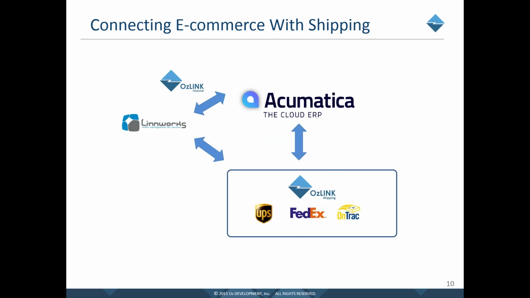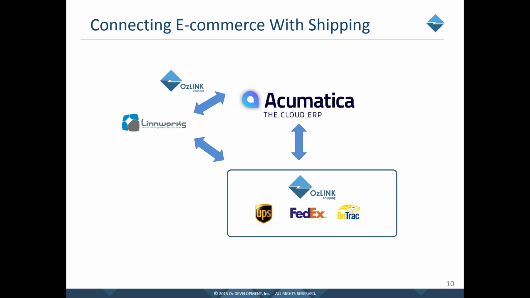So if you have maybe 2 or 3 of your own websites, an Amazon offering, an eBay offering, you can manage the traffic from all of those sites through LINWORKS. OzLINK creates the bridge to bring those orders into LINWORKS on a programmatic basis. We ship the orders once they've gone through the warehouse processes.